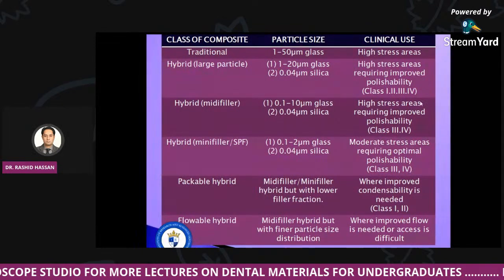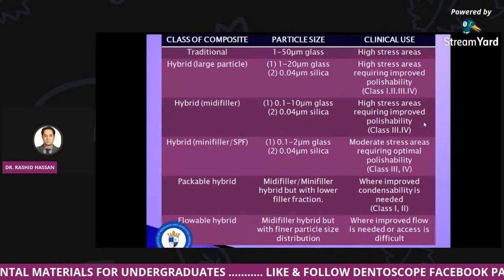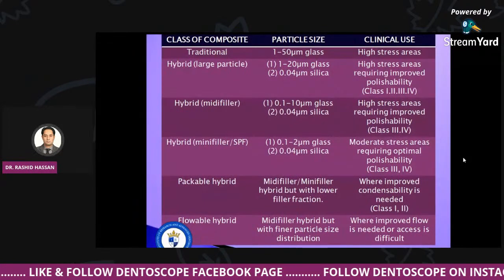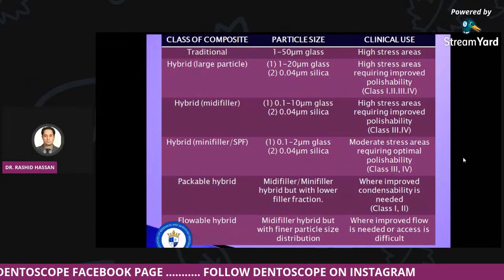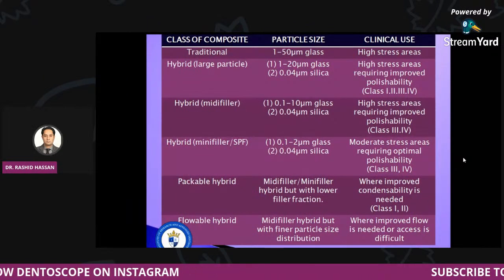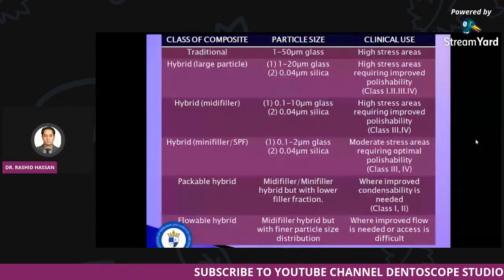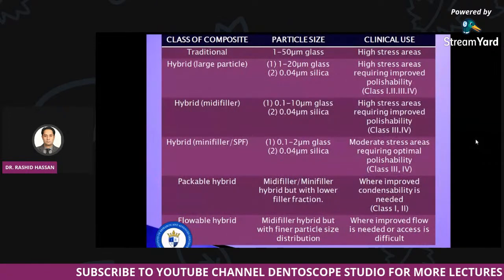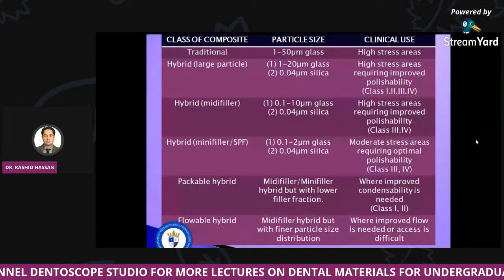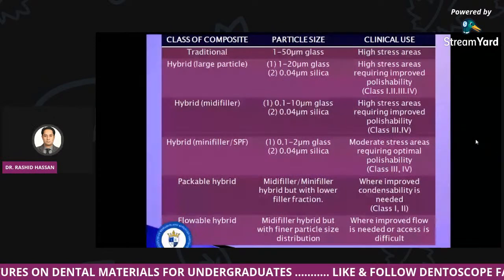Then the hybrid mid filler, they are usually in class 4. I mentioned all these classes at the start. So if you have joined later, after the lecture you can go and find all these different types of GV Black classification for dental caries. Then the small particles. We'll talk about these in detail later, but just mentioning a bit, you can say a summary of everything. Moderate stress areas, which are class 3 and class 4.